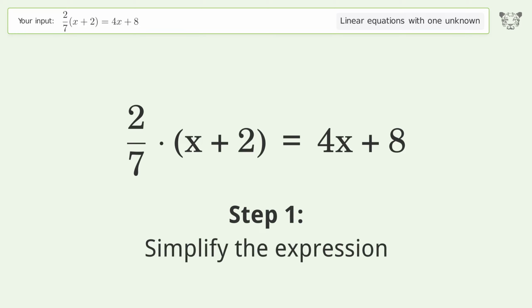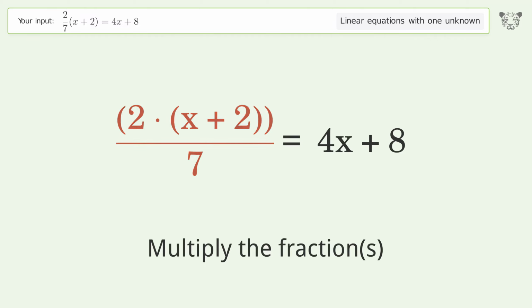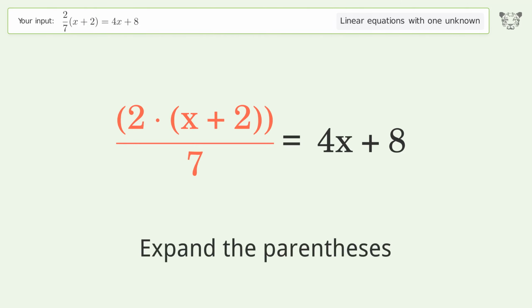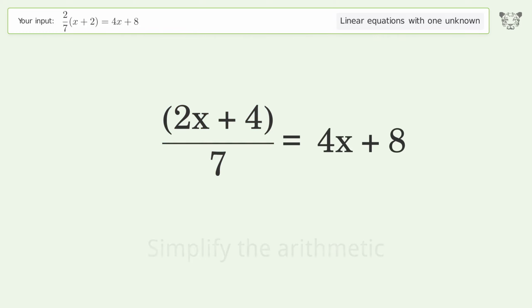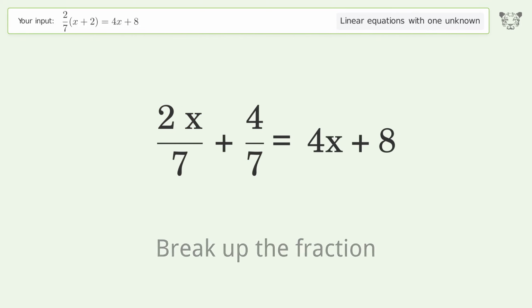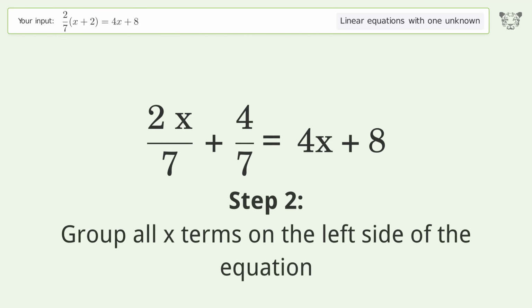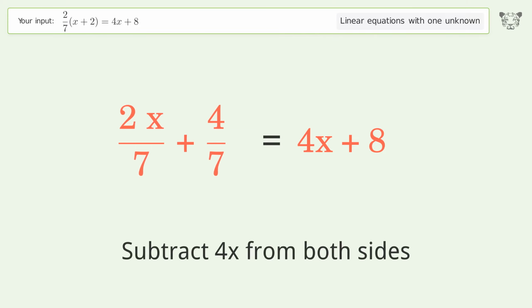Simplify the expression. Multiply the fractions. Expand the parentheses. Simplify the arithmetic. Break up the fraction. Group all x terms on the left side of the equation. Subtract 4x from both sides.